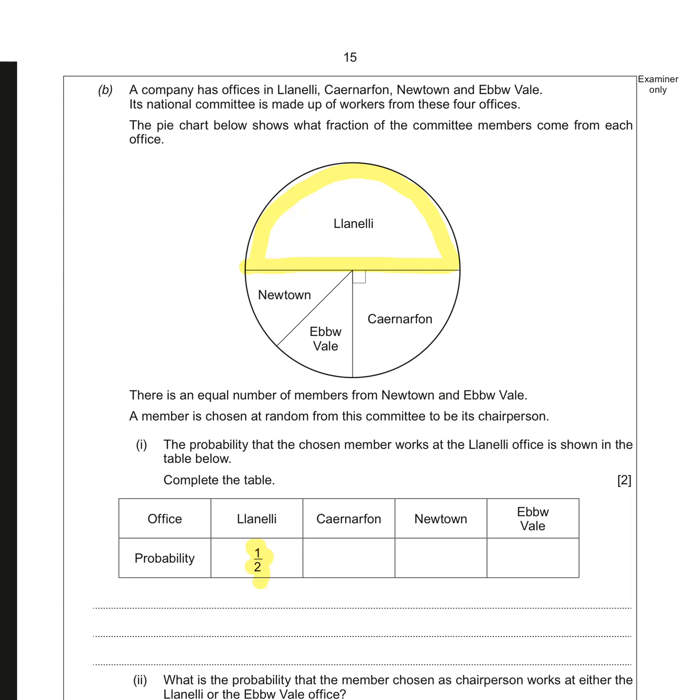Carnarvon has a quarter of the pie chart, so we need to put a quarter in the table. The other two have equal sized portions, but they are smaller than a quarter. If I cut up the entire pie chart into those equal sized small portions, each of the portions would be worth 1/8. So Newtown would be 1/8 and Ebbw Vale would be 1/8 because it's been cut into 8 equal sized pieces.